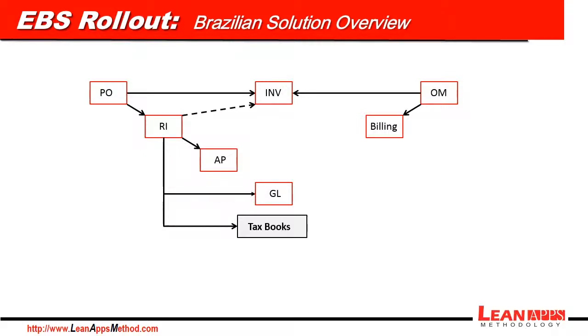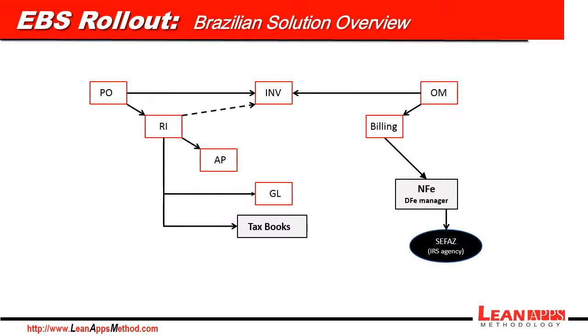Billing sends the invoice to a tax solution module called electronic invoice, or Nota Fiscal Eletrônica in Portuguese, which sends it to the Brazilian government to be validated. After the validation returns, this electronic invoice module returns the Nota Fiscal back to Oracle with the validation number. This process also registers the record in the tax solution system. We call it fiscal books.